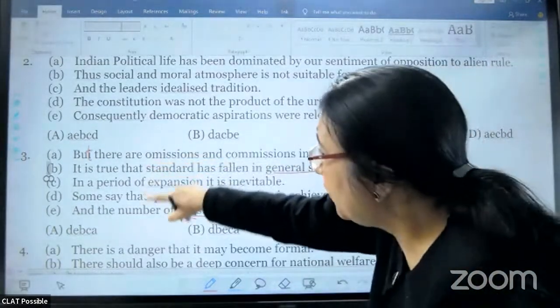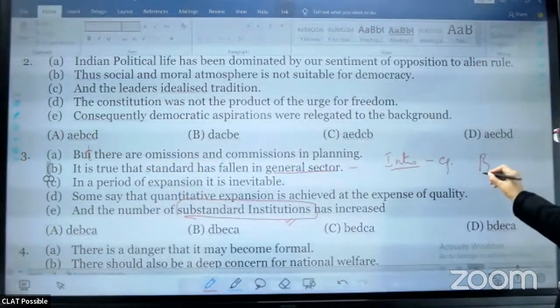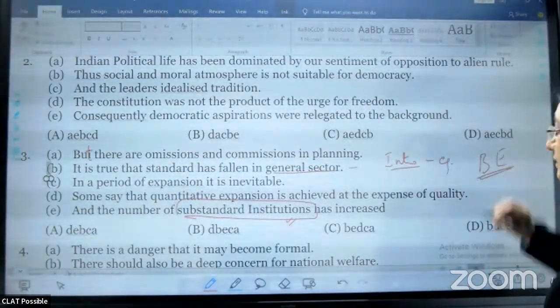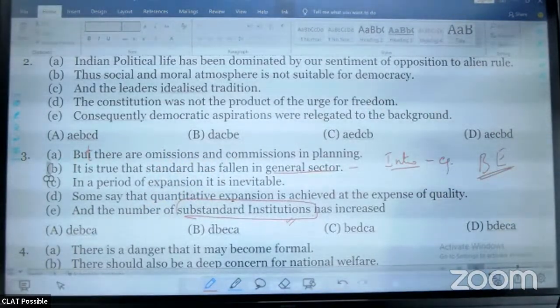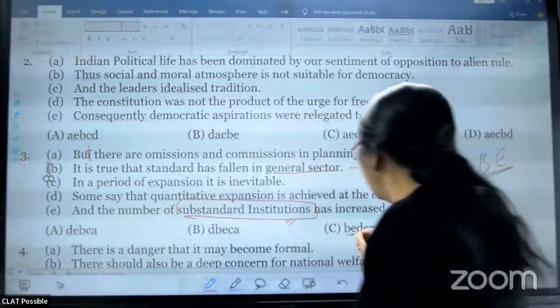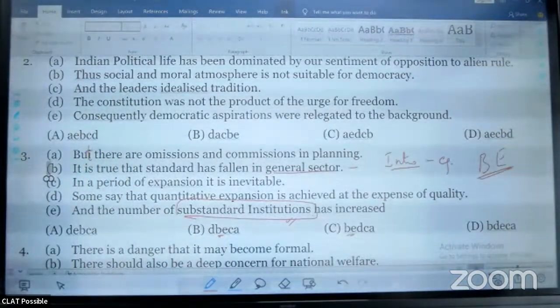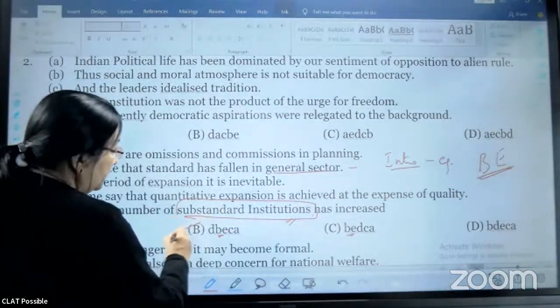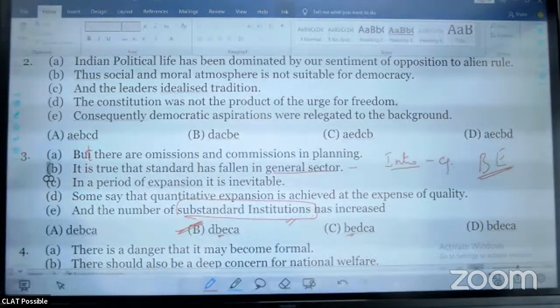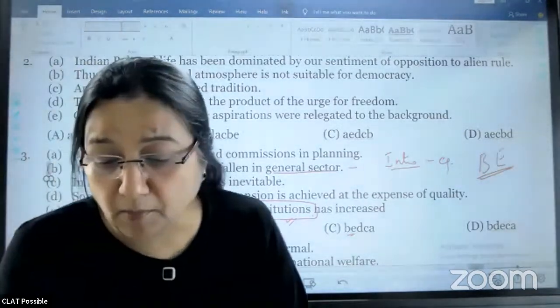So B or E. A pair should have been formed, and the pair of B and E was here and here. But it won't start with B, it's going to start with D, Delhi. And the answer will be this. It's B, Bombay. The answer is going to be B, Bombay.